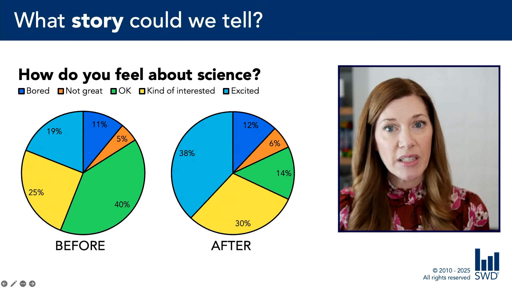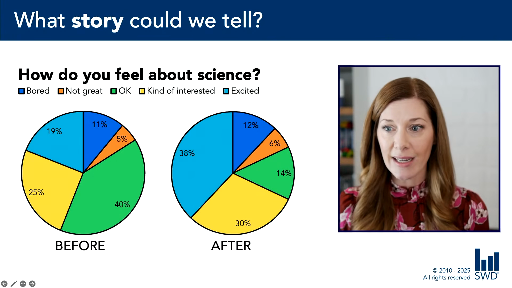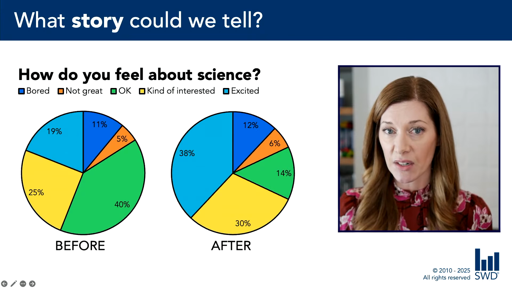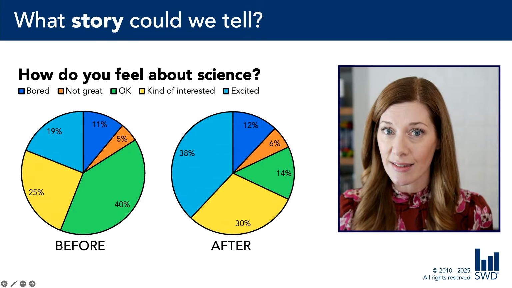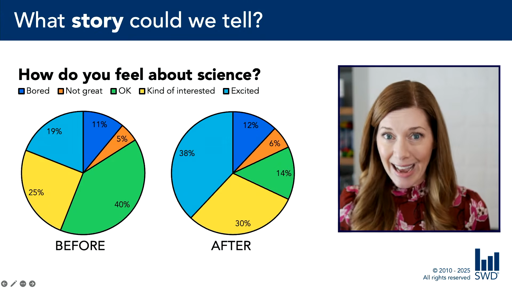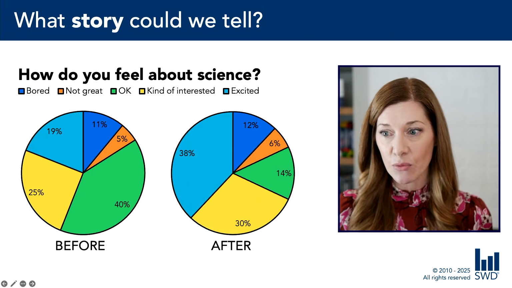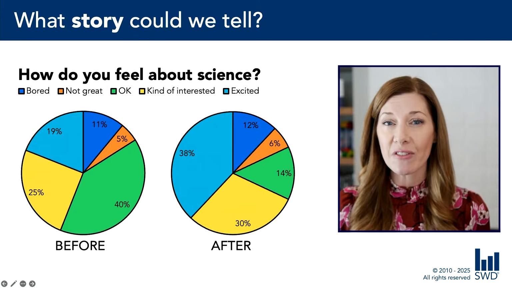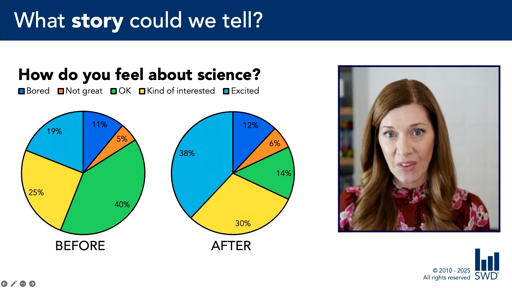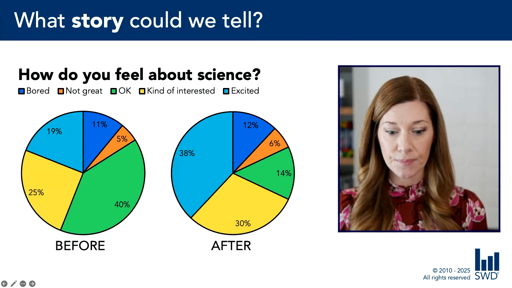Now, there was a little bit of movement that went in the bad direction. Bored and not great in blue and orange went up a percentage point each. But most of the movement was in the positive direction, wherein after the program, nearly 70% of kids, if we add together the teal and yellow segments, express some level of interest for science. This is a successful program. We should continue to offer it.